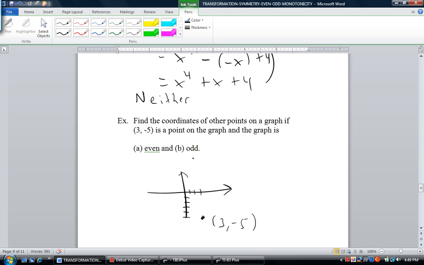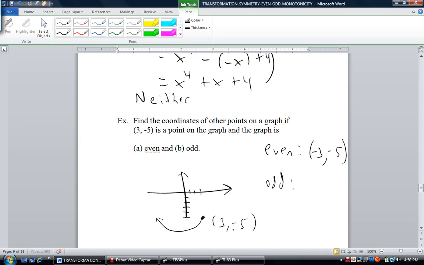Now for it to be even, that means that we're going to replace the x with a negative x, or even is the same as over the y-axis. So using the even information, we're going to replace the x with the negative x. We're going to get the same y value, or same thing as saying reflected over the y-axis. We're just going to put it at negative 3, negative 5.